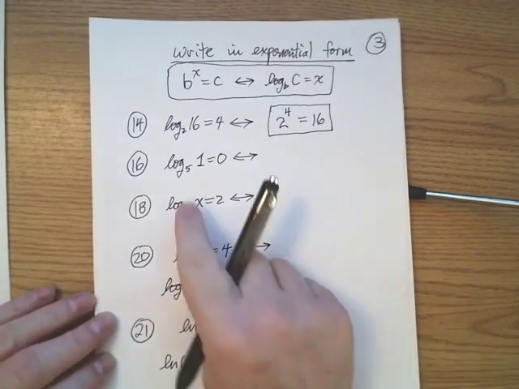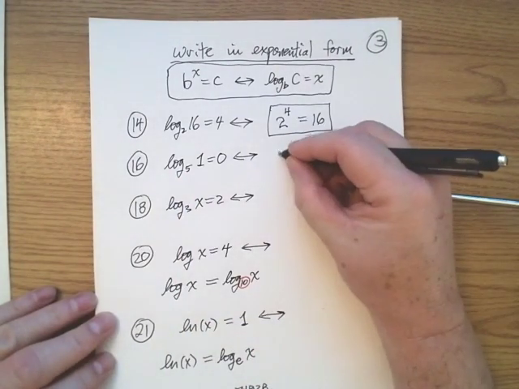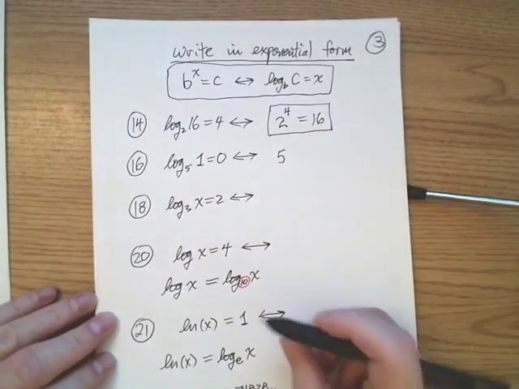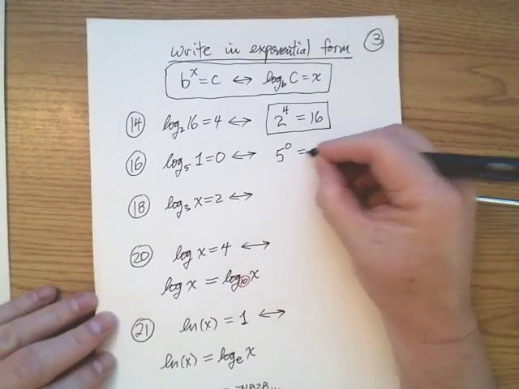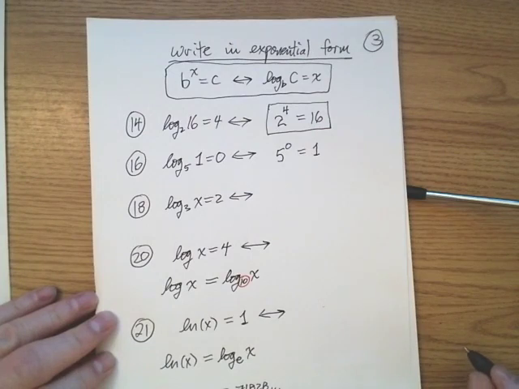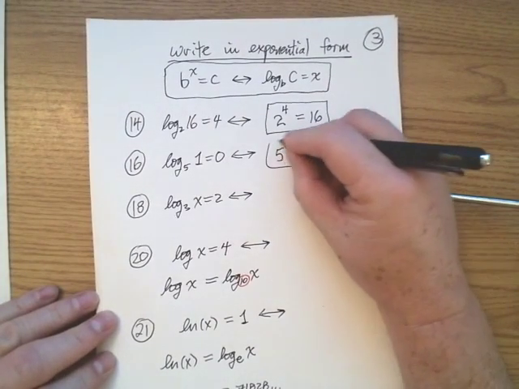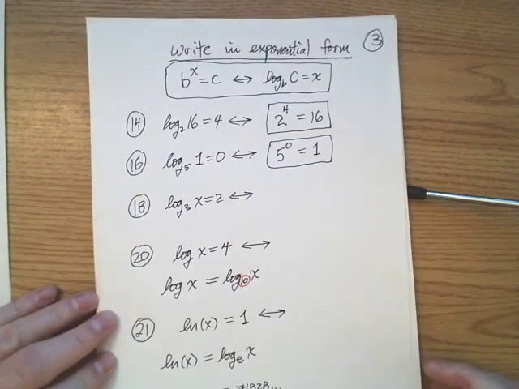All right, how about this one? Logarithm base 5 of 1 is 0. Okay, my base is 5. What's the exponent? It's 0, right? All right, well, there's only one number left. That's going to have to be the 1. Is it true that 5 to the 0 power is 1? It is indeed. Okay, how about this one?